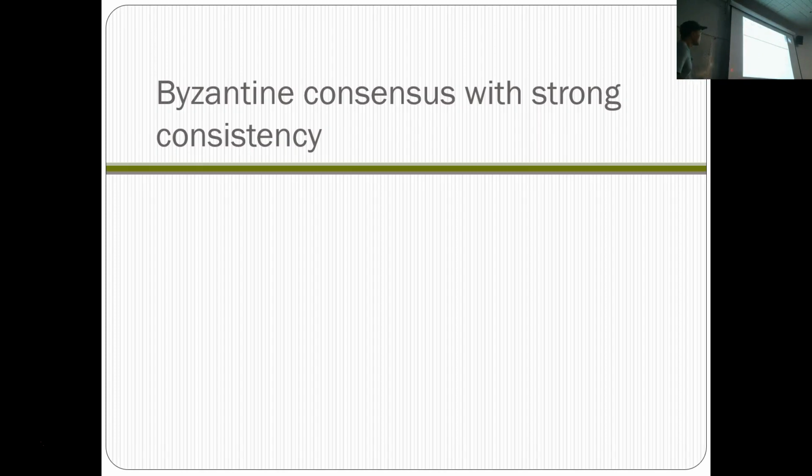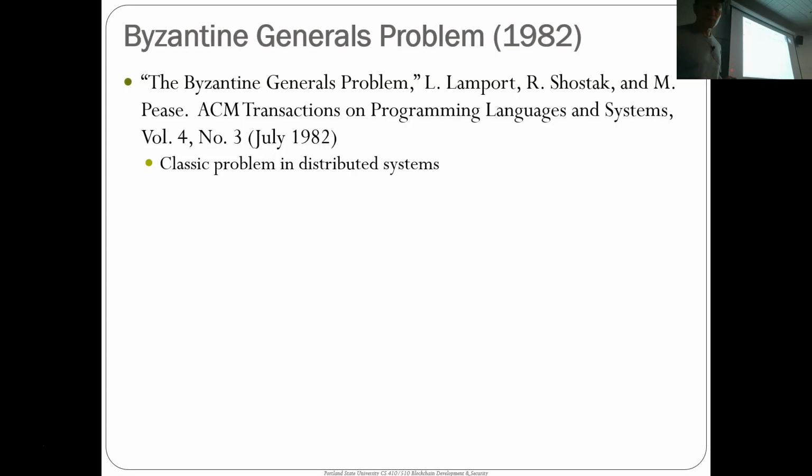Okay, so the next set of protocols we're going to talk about, that was non-Byzantine consensus. The next set of protocols are Byzantine consensus with strong consistency. This leads us to the 1982 paper, the Byzantine Generals Problem, which is also from Lamport.